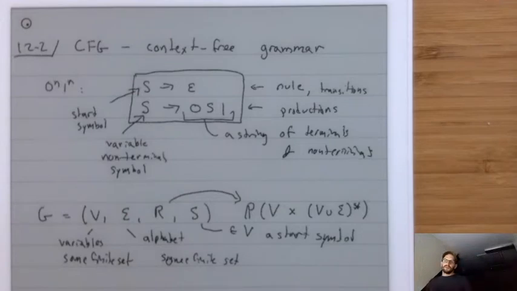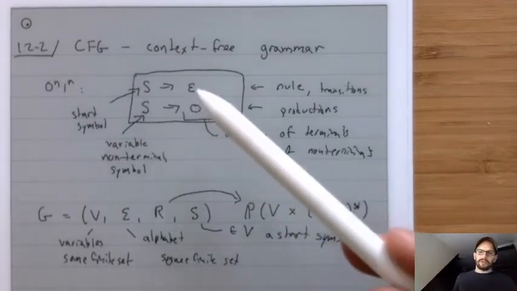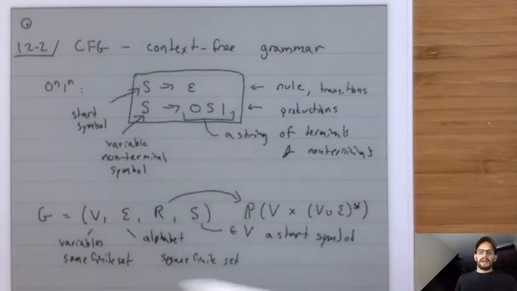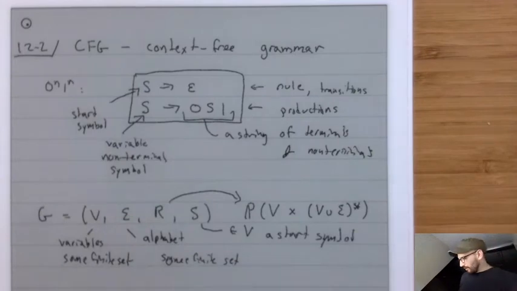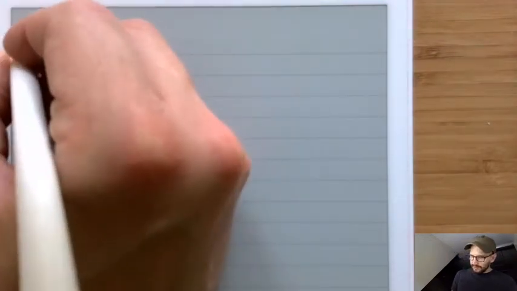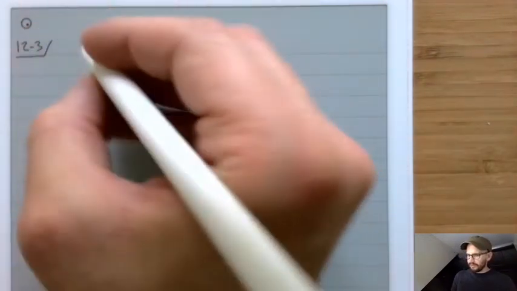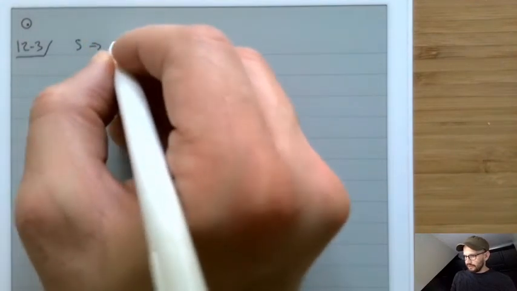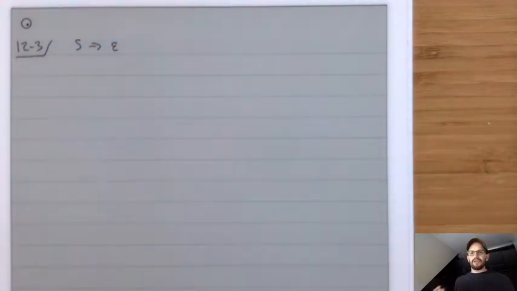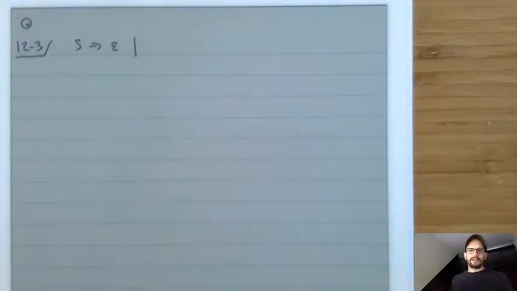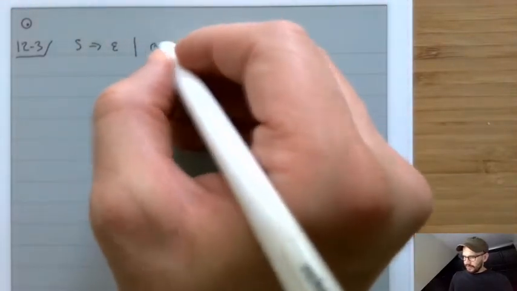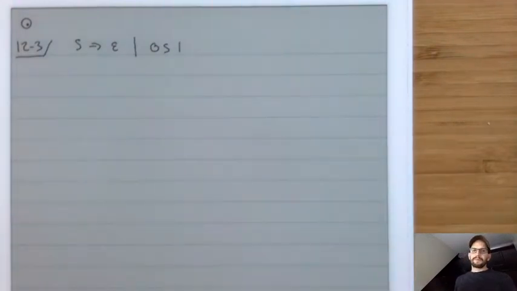Now, with this example context-free grammar, how can we show that it is this language? Well, what we'll do is we'll look at an example. So here, let me rewrite it. S goes to epsilon. Now sometimes when we have another rule with the same left-hand side, we put a bar that we pronounce as "or": 0 S 1.